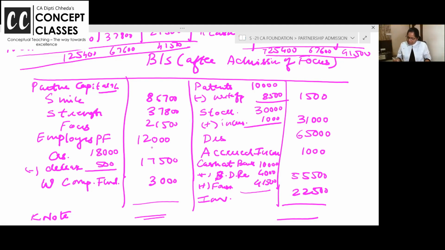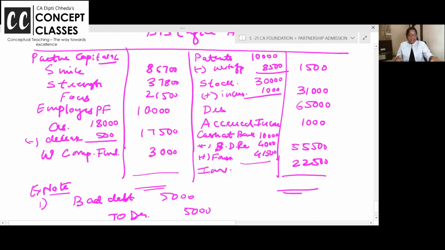Employees PF I have taken wrong. 10,000 it is. Now do the total. Please change if you have taken from the screen. Employees PF is 10,000. 12 to workmen's now. 86,700 plus 37,800 plus 21,500, 10,000, 17,500, 3,000. 176,500.